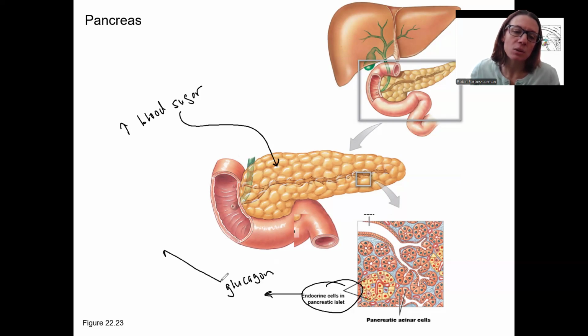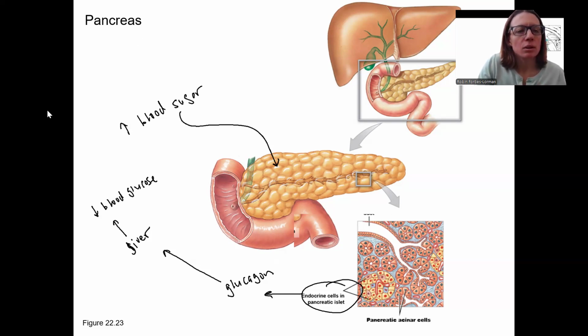Glucagon is the hormone that's going to target things like the liver to decrease blood glucose by converting glucose to glycogen.